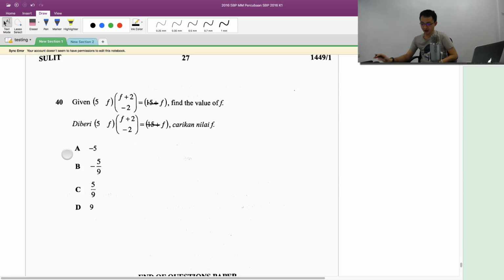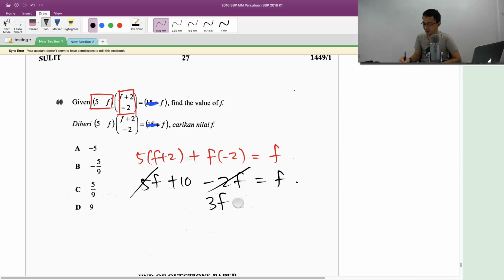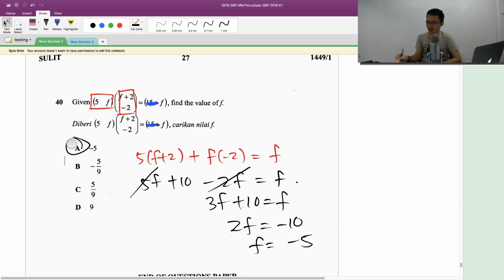Question 40, I guess the answer here just equals f. I will do some multiplication, horizontal multiplied by vertical. So I multiply 5 with f plus 2, plus f multiplied with negative 2, equals f. Then I solve this equation. I get 5f plus 10 minus 2f equals f. So 5f minus 2f is 3f, plus 10 equals f, so 2f equals negative 10, f equals negative 5. Just like this, very easy.